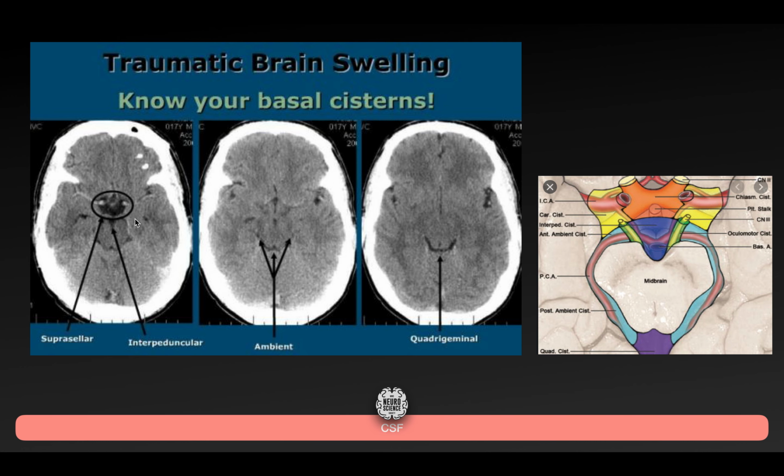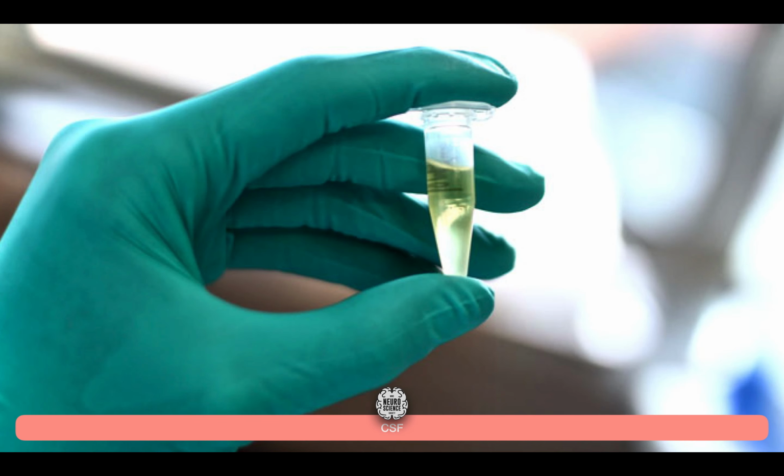This beautiful illustration here shows the ambient systems and the quadrigeminal systems wrapping around to form the interpeduncular system and then the suprasellar system. Here's a lovely quadrigeminal system and the ambient system will be formed around here: the posterior ambient system, the anterior ambient system. Make sure you know these four systems.